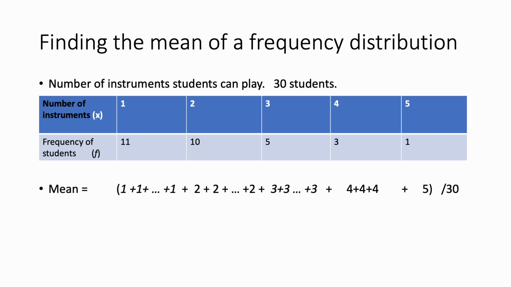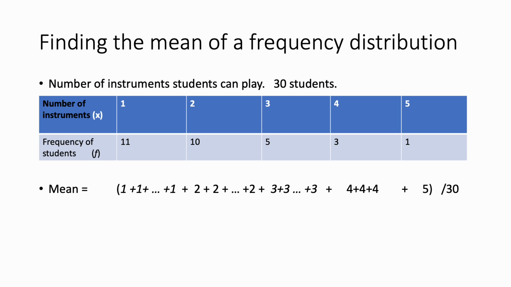Now, if we compute a mean in the old-fashioned way, we must add all the answers. That means add 1 11 times. I couldn't write it 11 times, so I just put the 3 dots there to show that we are adding more and more ones. Similarly, 2 was added 10 times, so I've just added 2 plus 2 and then 3 dots to show going up to another 2. And 3 was added 5 times, 4 was added 3 times, and 5 was added just once.